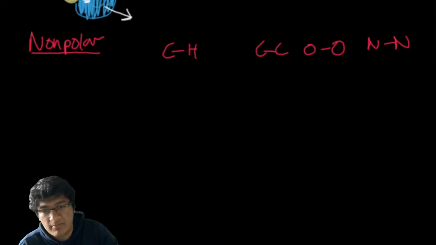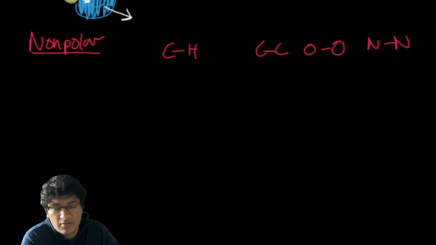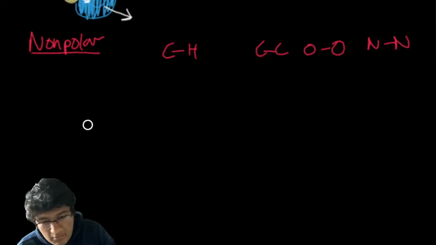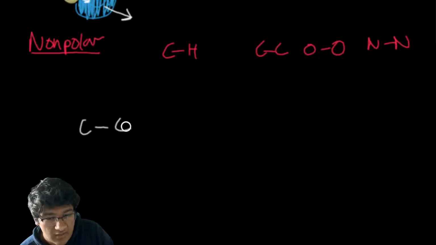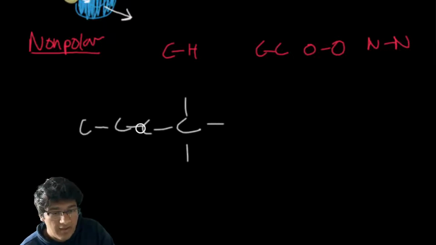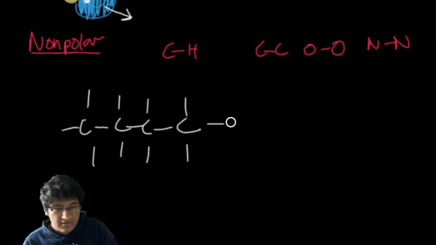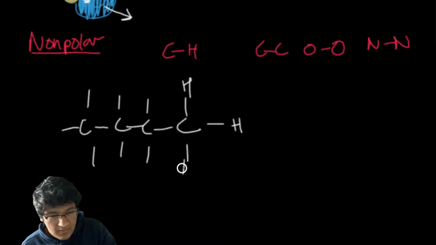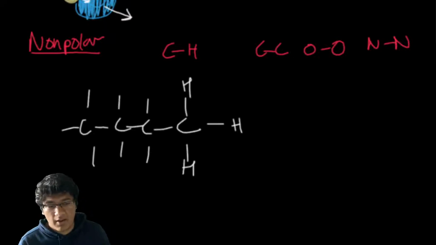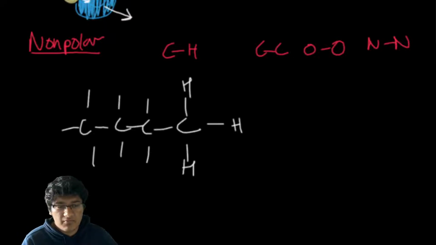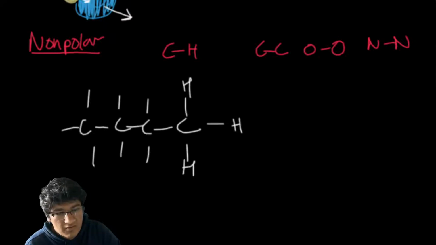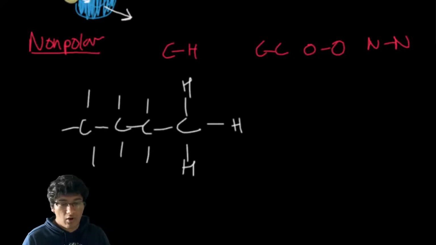Let's take, for example, a butane chain. So we have a butane over here, 4 C's, all of them have H's attached to them. I'm not going to fill them in anymore. Since there's an equal amount of force of hydrogens on each of the sides, this entire molecule is going to overall be nonpolar.